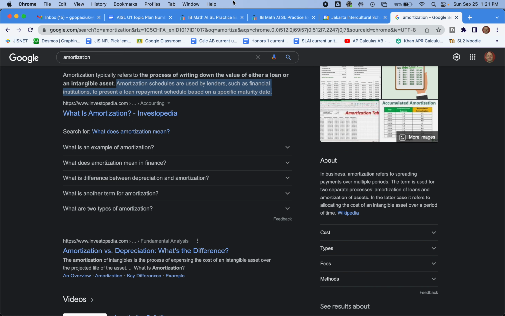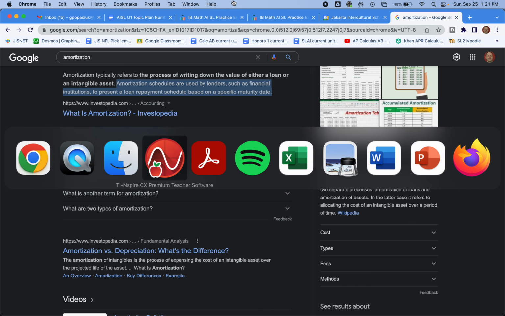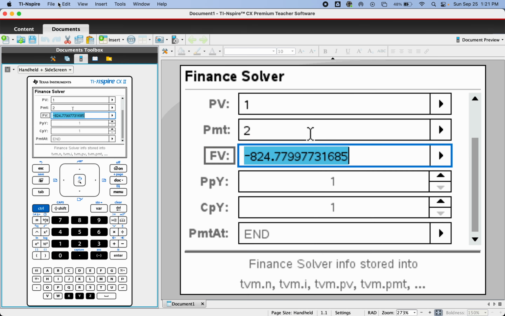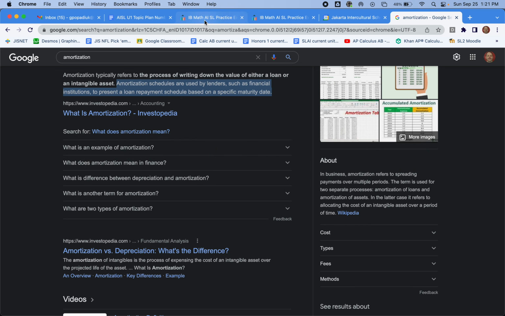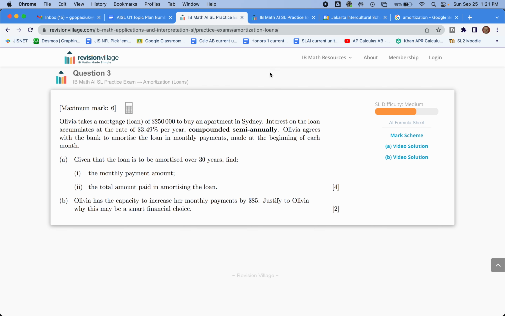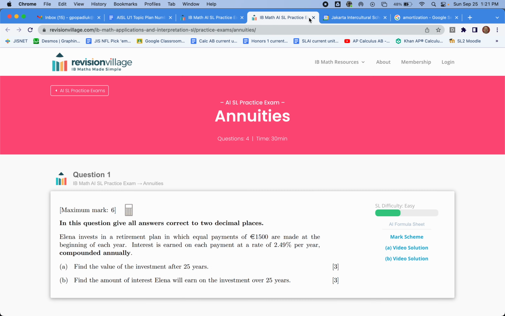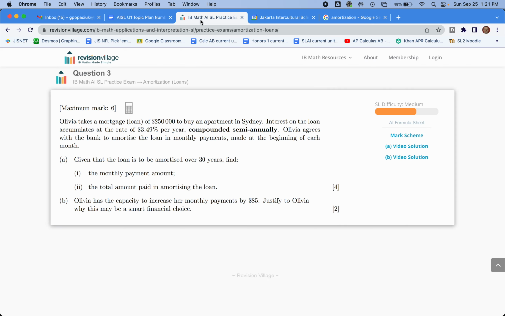Again, I'm going to use the finance solver, but I'm going to use Revision Village because I just like it for these questions. So here's a question we're going to look at.